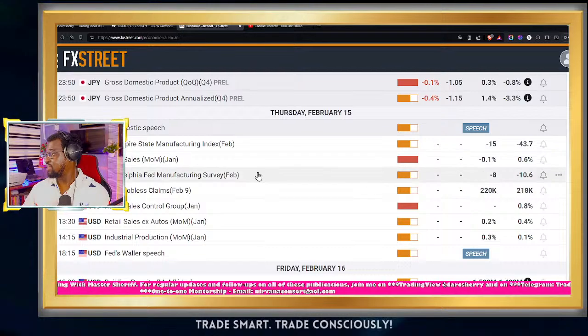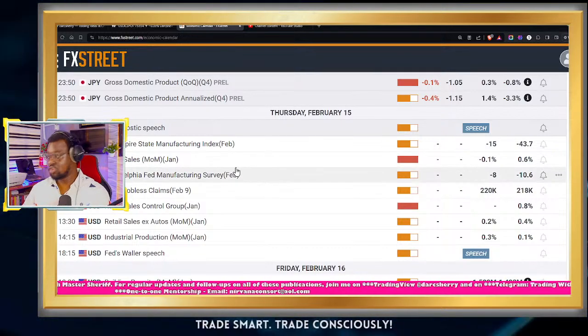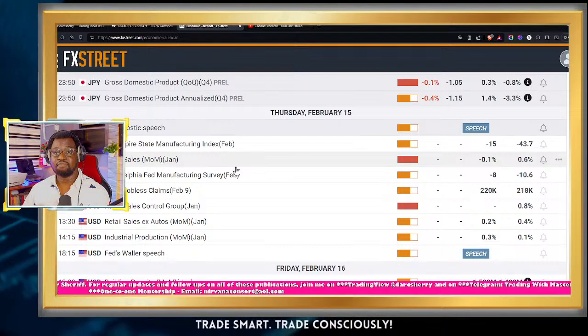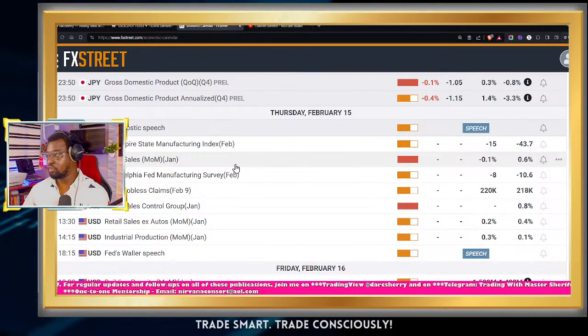Now, if the data comes in beyond expectation, it is considered positive, giving positive traction in favor of the US dollar.